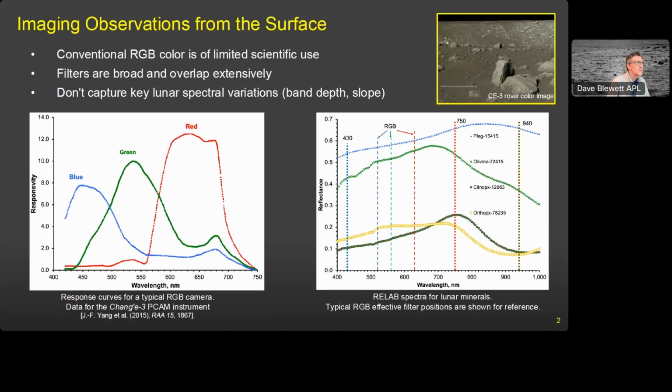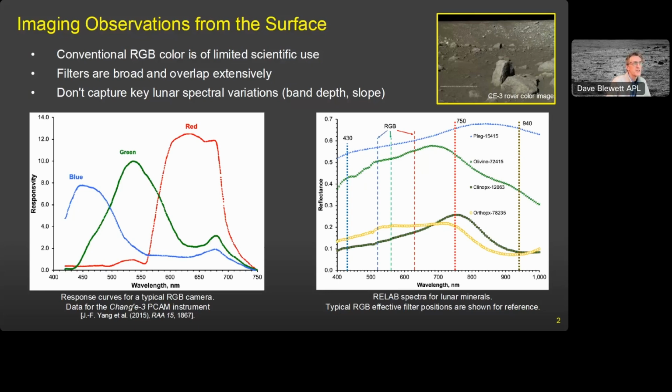conventional RGB, red, green, blue color is of pretty limited scientific use. Of course, we get morphology images, which are quite useful. But as far as the color data, the typical filters in such a camera are very broad, they're closely spaced, and they overlap quite a bit, as you can see in the plot on the left. And therefore, they don't capture key lunar spectral variations, things like band depths and slopes.